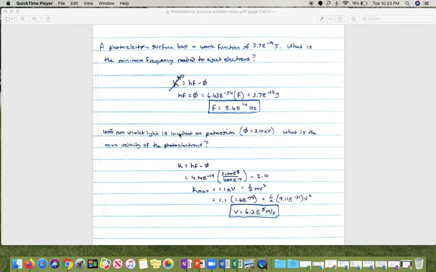So that's a pretty easy question. There's not a whole lot to that. We just have to understand that the work function is equal to h times f, but it is the cutoff frequency. All right, now let's exceed the cutoff frequency.